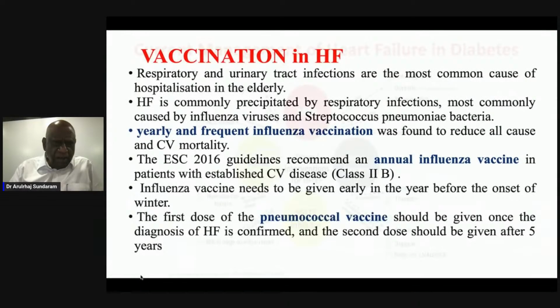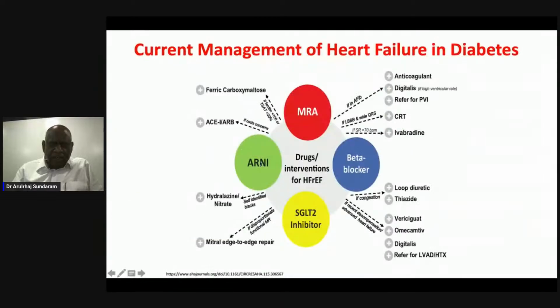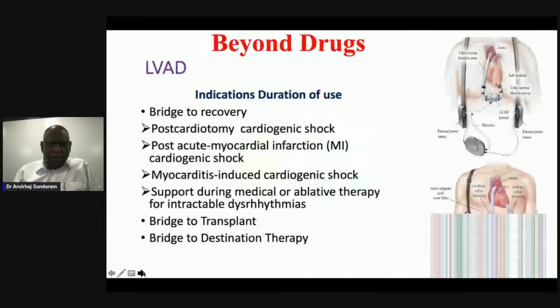This is the current management of heart failure in diabetes, as I told you. The key drugs are RNA, SGLT inhibitor, beta blockers, and MRA. Depending on the other needs of iron control, Vericiguat, digitalis can always be started. This is a definite picture to be kept in mind by those who are treating cases of heart failure.